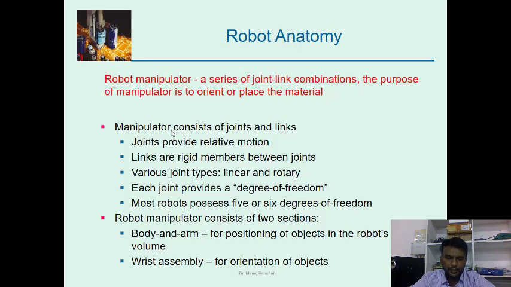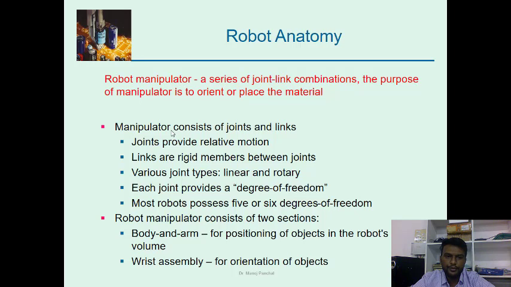Now a similar concept is used here for the robots. The manipulator consists of joints and links. We have already discussed this with the example of the human body. And what is the purpose of joints? Joints provide the relative motion between the links, and the links are the rigid members. When you compare with the human body, the bones are rigid. So these are the rigid members.